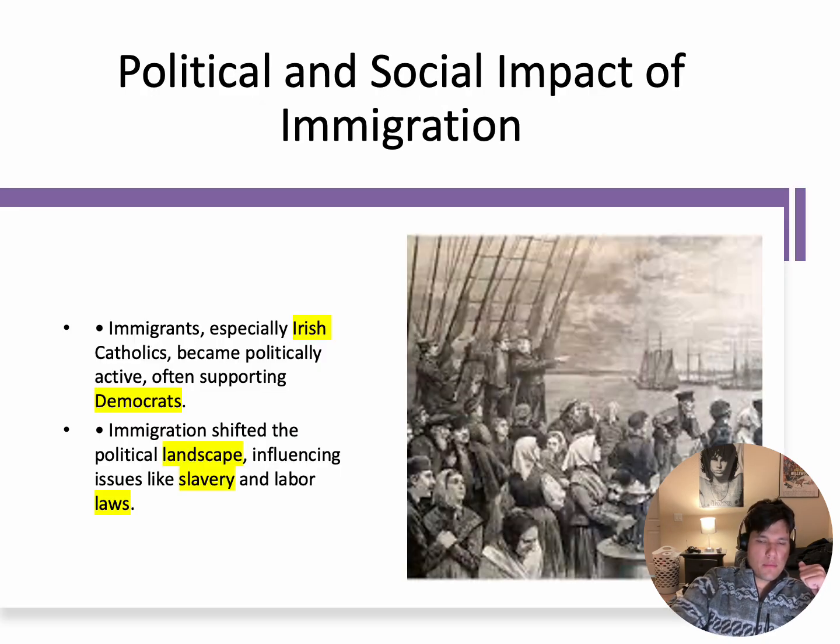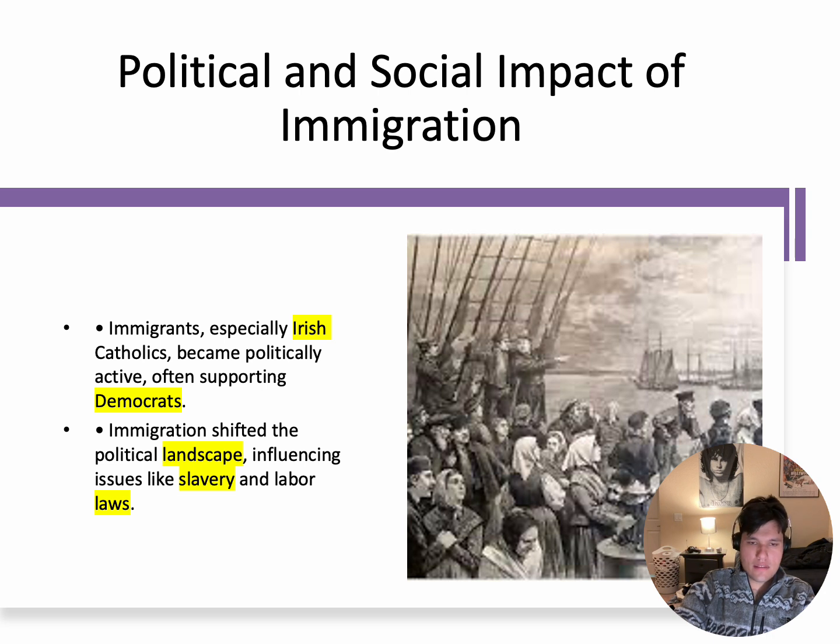In this slide, we're talking about the political and social impact of immigration. Immigrant communities, especially Irish Catholics, began to engage politically, and they often aligned with the Democratic Party. Their presence shifted the political landscape, influencing debates around slavery and labor laws, as immigrant workers became a key component of the North's industrial workforce.